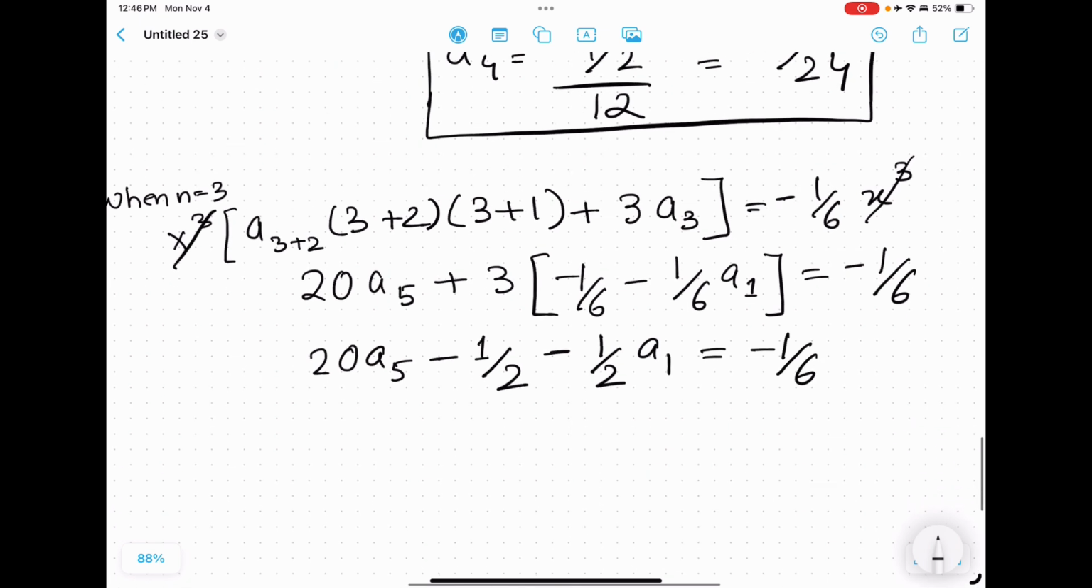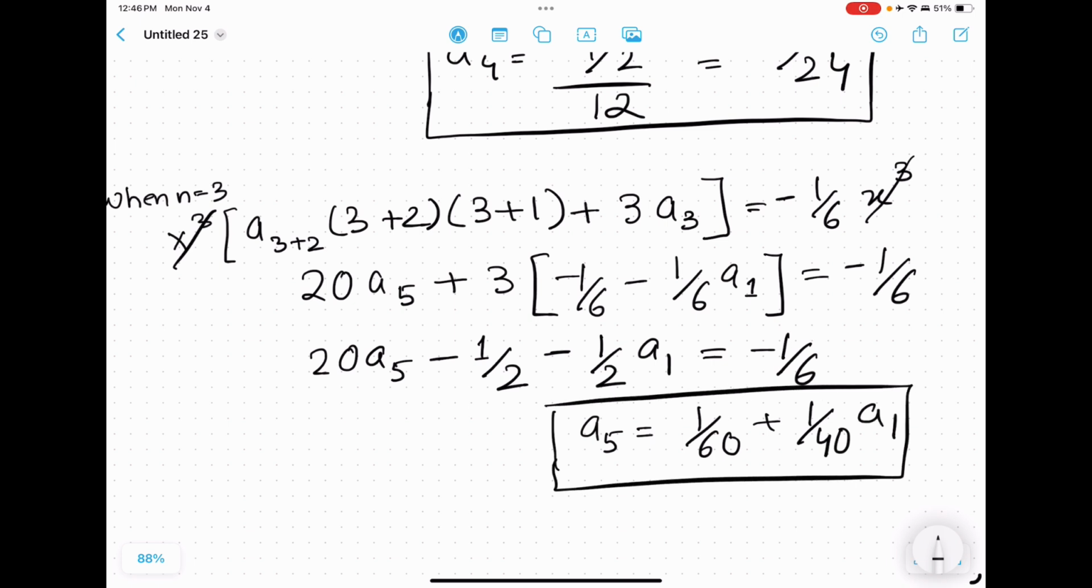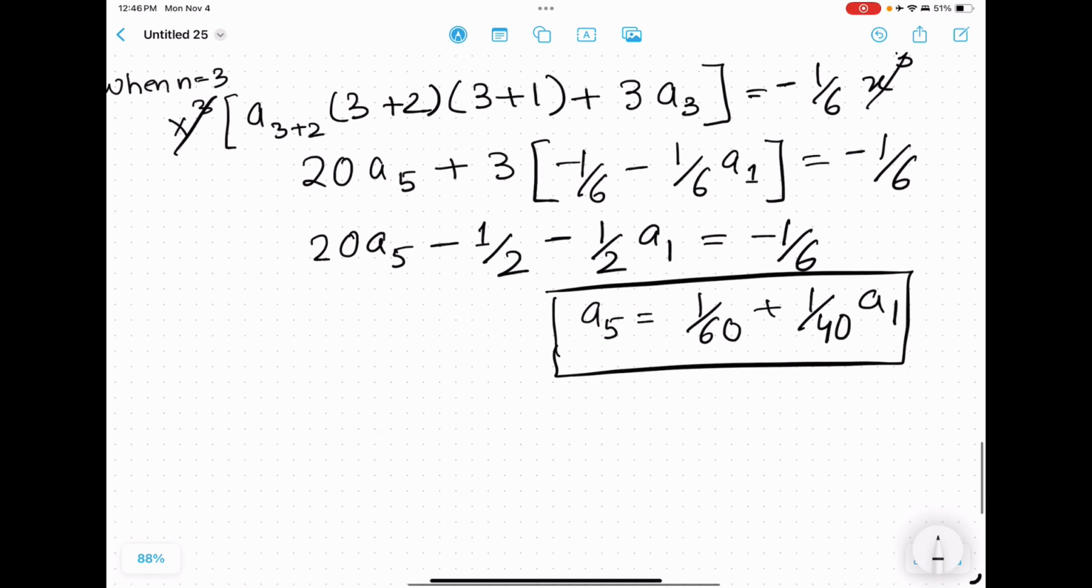And then again, if I just simplify all that value, and also making sure that my a sub 1 is an arbitrary number, I have my a sub 5, which is 1 by 60 plus 1 by 40 a sub 1. And that is my a sub 5. Okay, so now I have 5 coefficients for my 5 terms. All right, so now I can write the general solution.